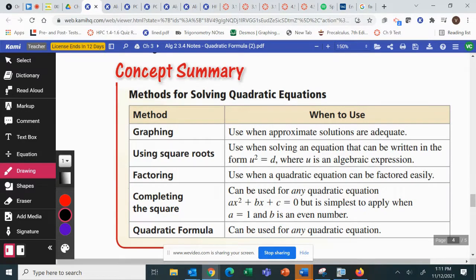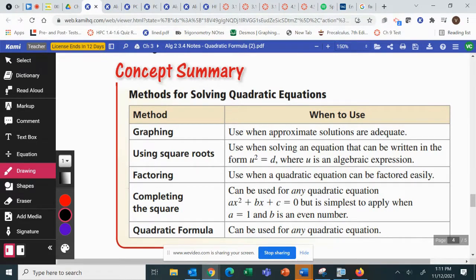The second thing is using square roots, but that doesn't always work. That only works when something squared equals a number. It only works in a certain situation. Factoring, that one's going to be the fastest way. I'll prove it to you later. That one's going to be the fastest way, but it only works if it's factorable.